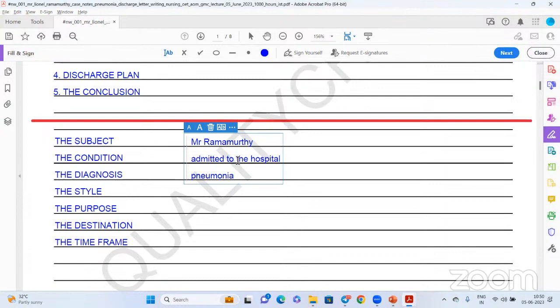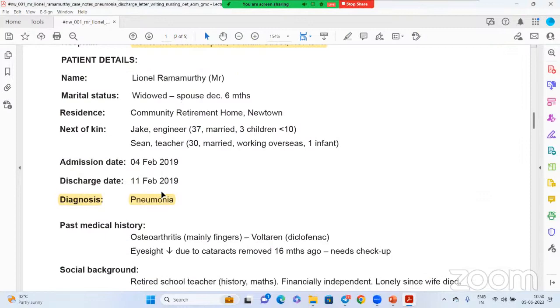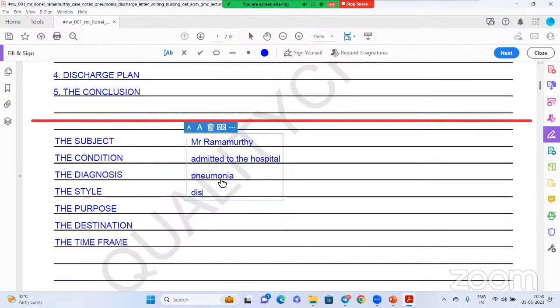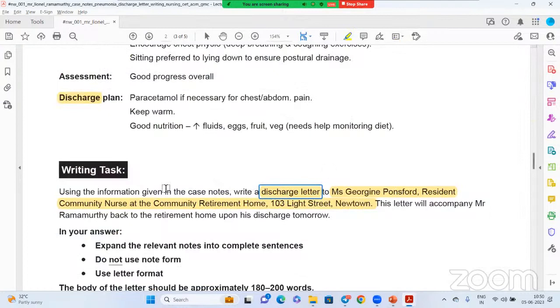The style of the letter. How do you know the style of the letter? You will know here. Discharge plan, so it is a discharge letter. Write a discharge letter. So this is a discharge. The word discharge should come here. The purpose: what do you want them to do after discharge? That is called the purpose. You want them to, okay.